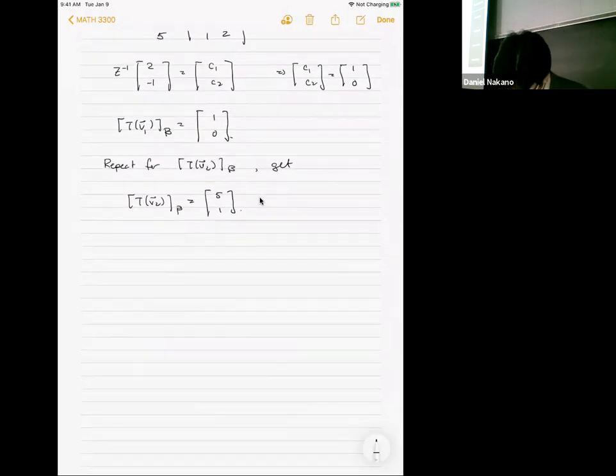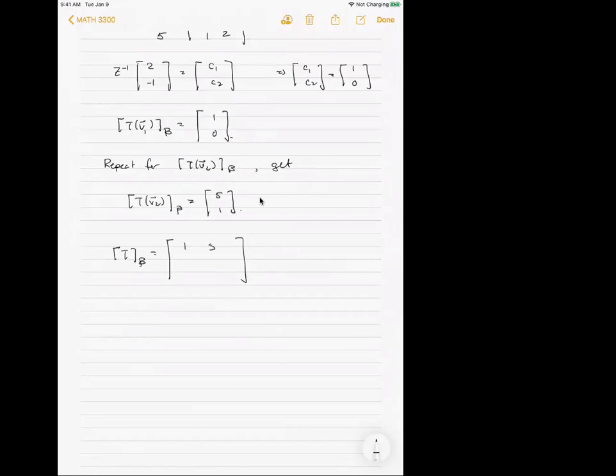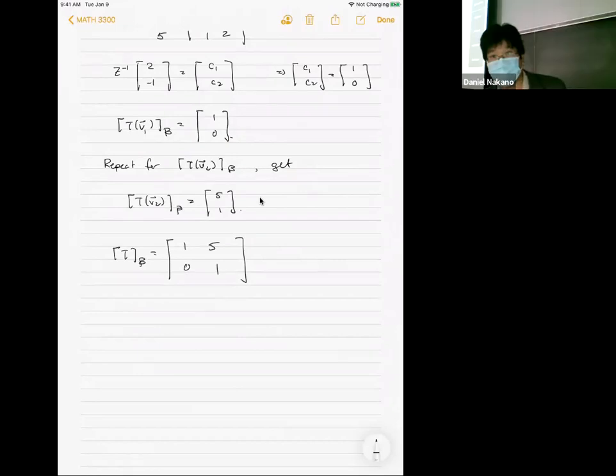Okay, so now finally, T of beta. It's a 2 by 2 matrix, so what matrix do we get here? 1, 5, 0, 1. Very good. So basically you put T of V1 with respect to the basis beta down the first column, and then T of V2 with respect to beta down the second column. That's how you get the matrix. You should be able to do this anytime. If I give you enough time, you should be able to crank this out.